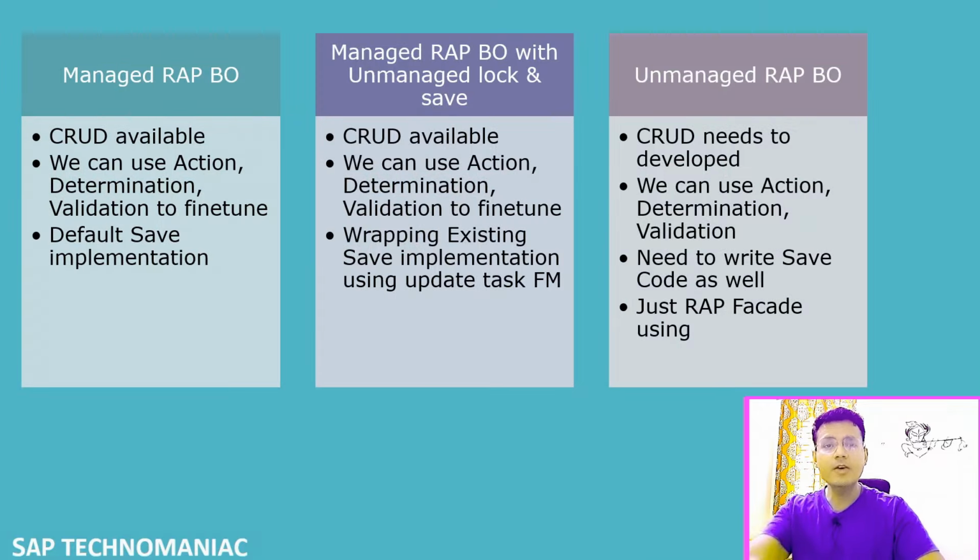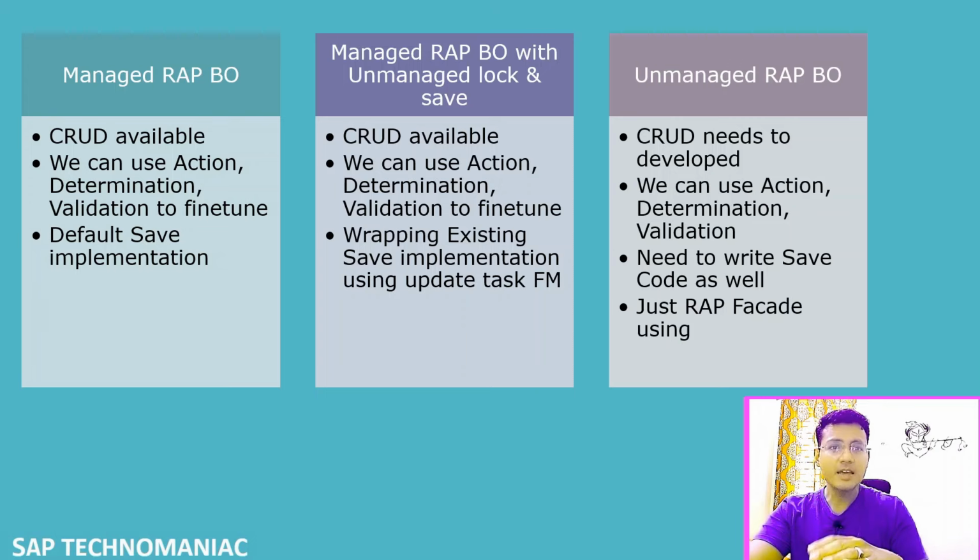As you can see on my screen, we can do three kinds of implementation when we develop the RAP application. One is the managed RAP BO, which we have created till now. Then we have the managed RAP BO with unmanaged save. And the third one is the unmanaged RAP BO. The basic fundamental difference between these three is that in managed RAP BO, the create, read, update and delete operations are done by the framework.